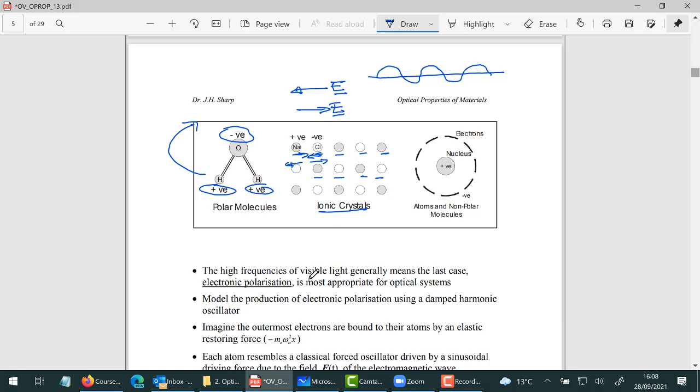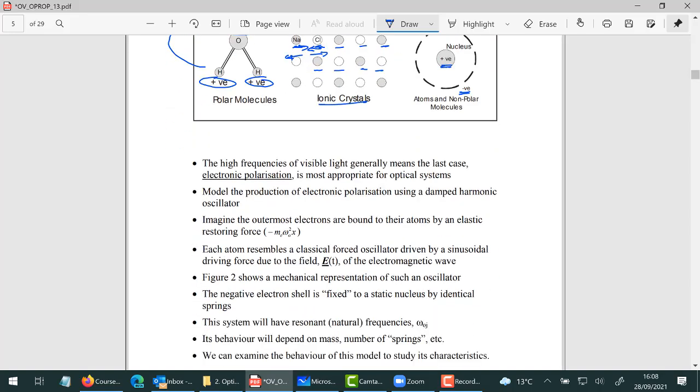Then here we have a nucleus and an electron cloud, and the mass of an electron is significantly, many orders of magnitude smaller than the atoms here and the molecules there. And so this is the smallest mass and the smallest inertia, and so this is a system which can respond to the highest frequencies. So this electronic polarization, because it depends on the electrons, is the one which is most appropriate for optical systems. Remember, we're oscillating at 10 to the 14, 10 to the 15 hertz, depending on wavelength or frequency.